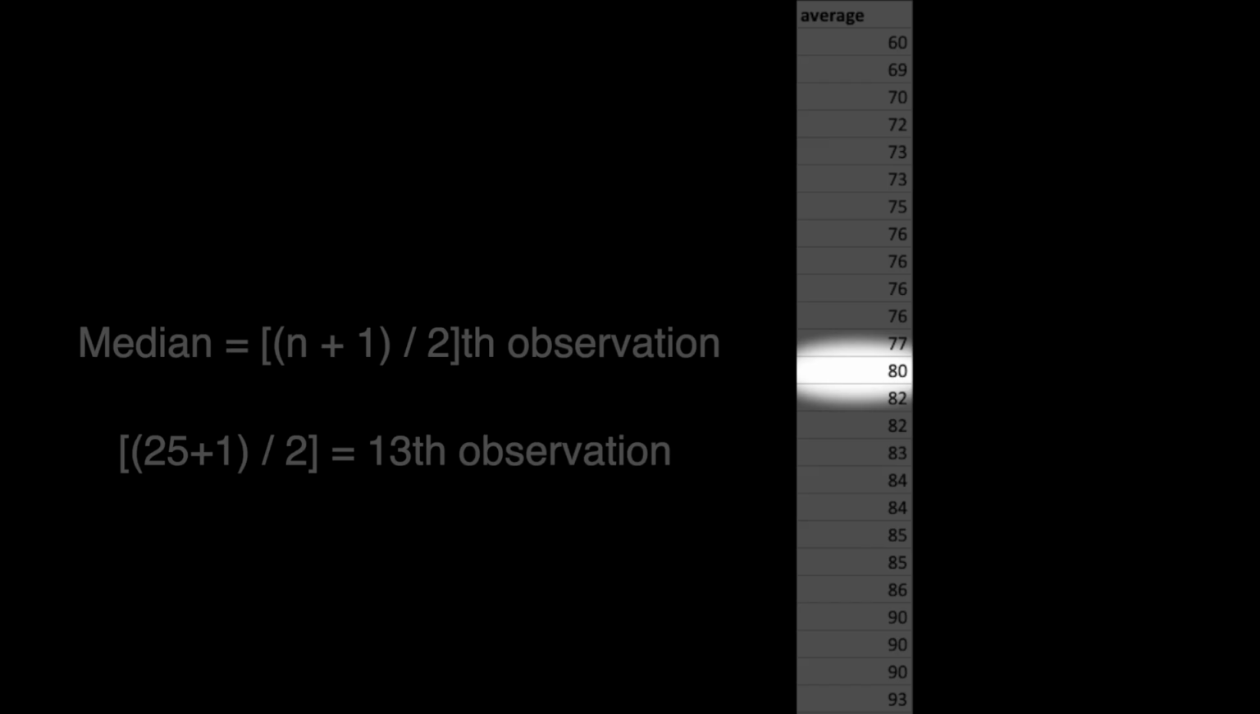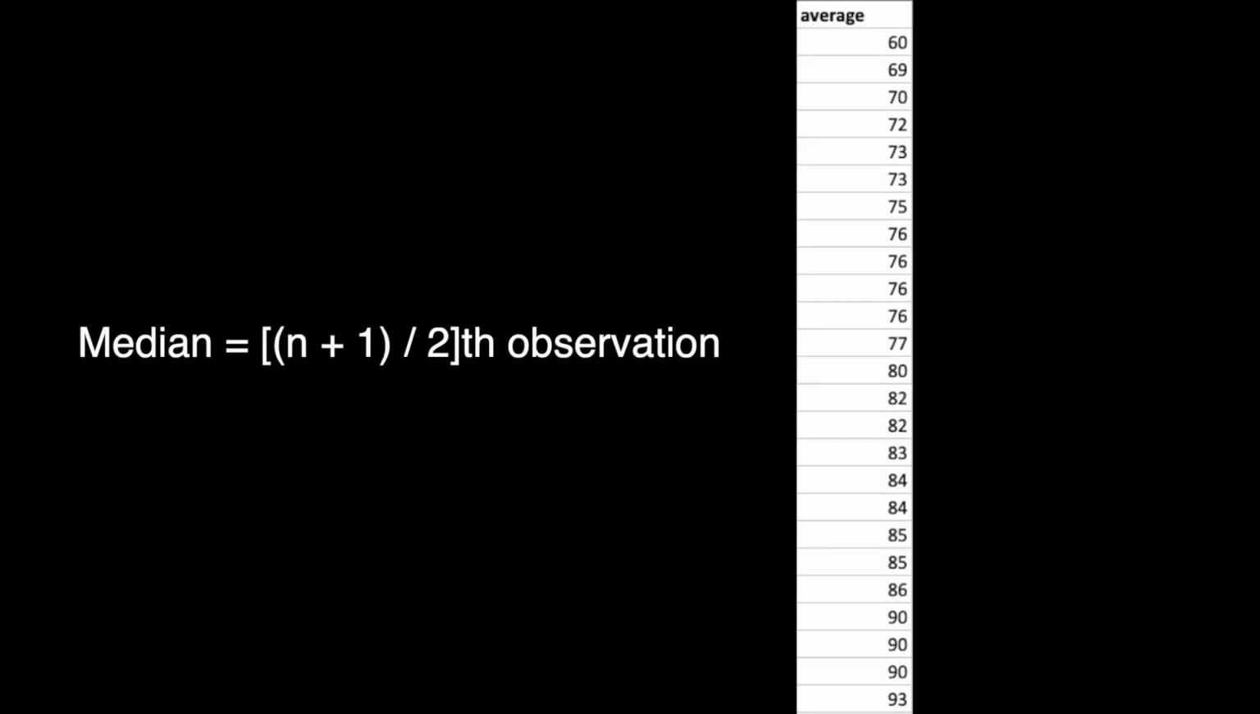This makes sense because 50%, 12 of our observations, are below the median. 12 of our observations are above the median. That gives us 12 plus 12 is 24, plus the median value gives us our 25. If you have an even number of observations, the same rules apply. You're still going to take the total number of observations, add 1, and divide by 2.